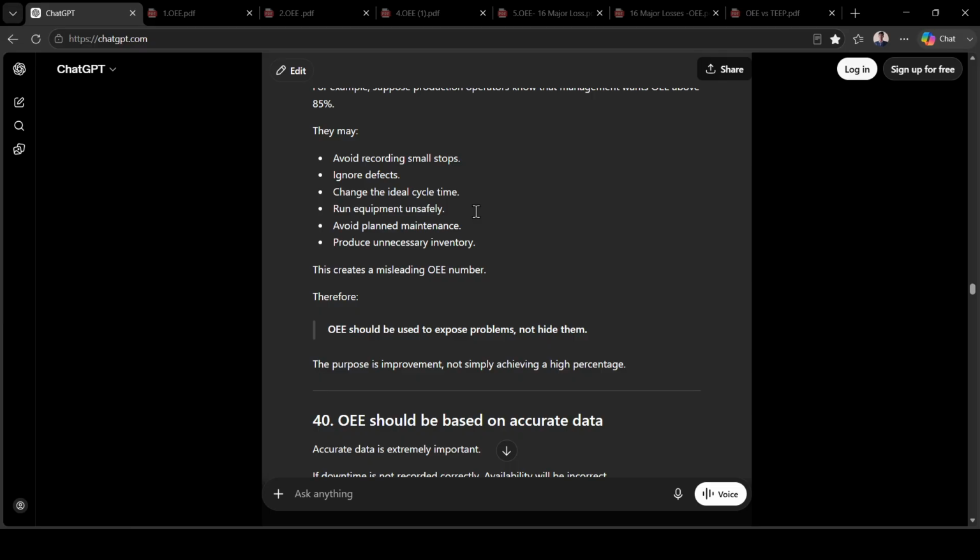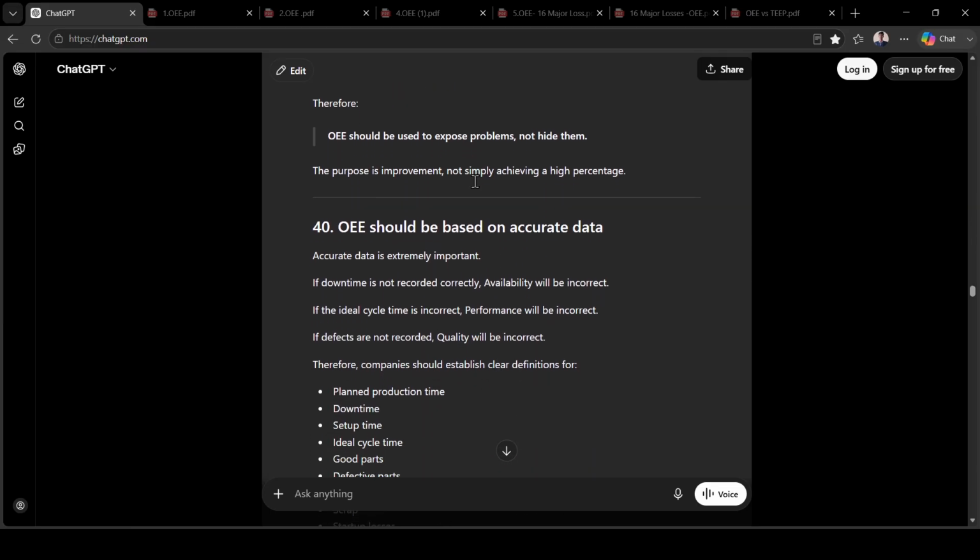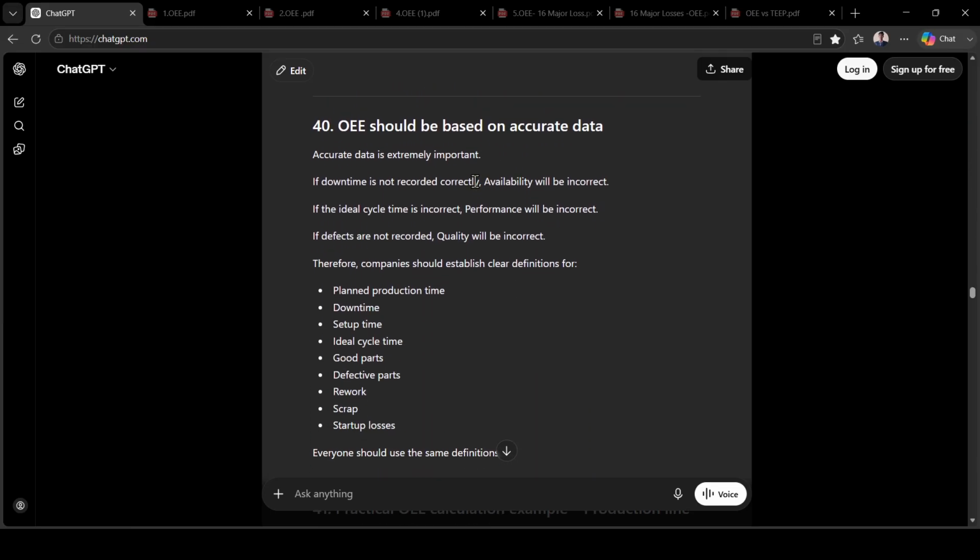OEE should be based on accurate data. Accurate data is extremely important. If downtime is not recorded correctly, availability will be incorrect. If the ideal or standard cycle time is incorrect, performance will be incorrect. If defects are not recorded, quality will be incorrect.